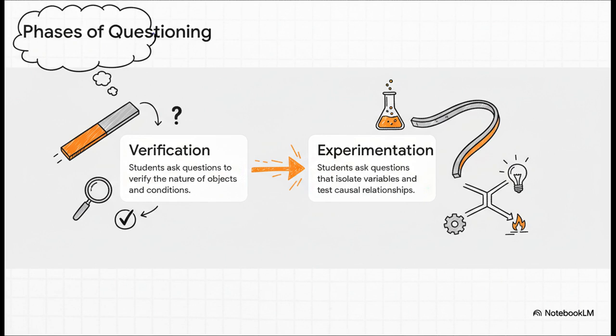Then, once they have the facts down, they move into experimentation. This is where they start trying to figure out cause and effect. If you heated only one side, would it still bend? Yes. Does it matter which metal is on top? Yes. See? They're isolating variables.